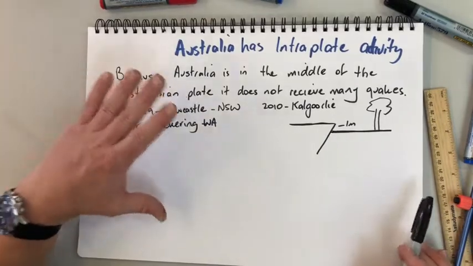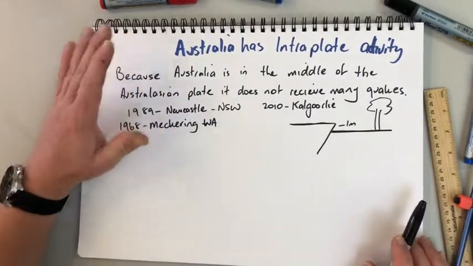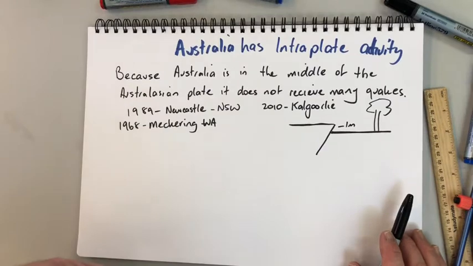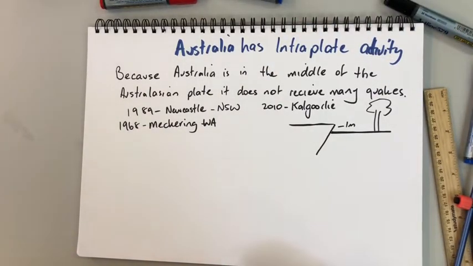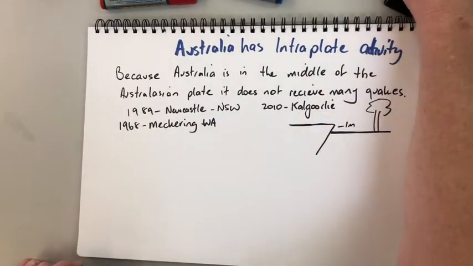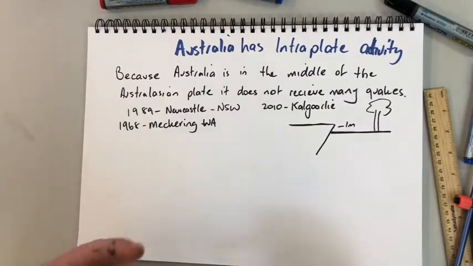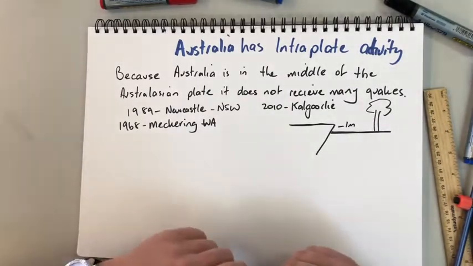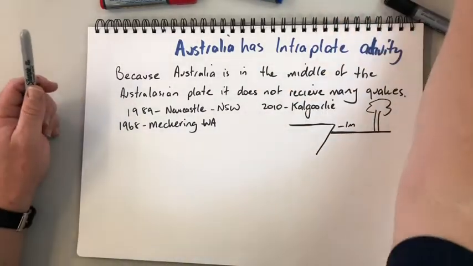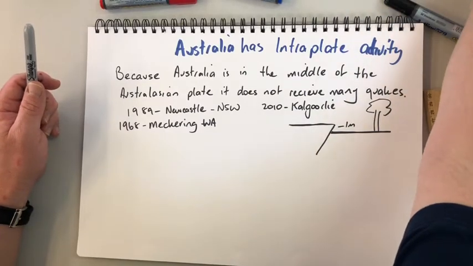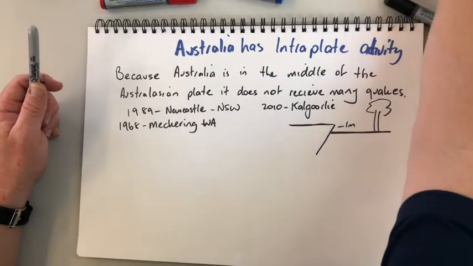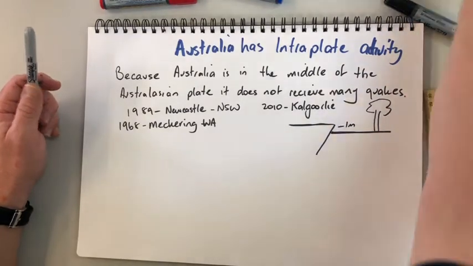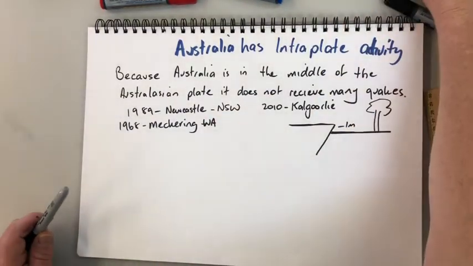The Meckering earthquake actually destroyed the town of Meckering, knocking down most of the shops in the area. It also knocked down some buildings here in Perth. So it's one of the largest earthquakes that we've had. One of the reasons that we actually get these earthquakes is because of the old geology of WA. So if I draw a little picture of WA, hopefully it might give you a bit of an indication.